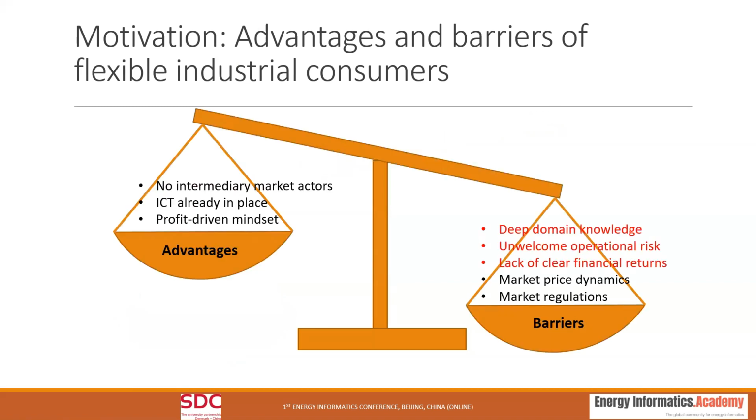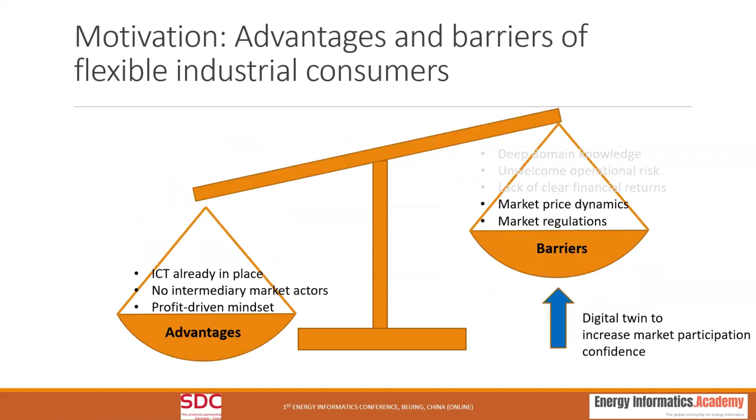Of course, these advantages at the moment are offset by a few barriers. I've underlined in red the ones that depend on the industrial consumer itself. So there's deep domain knowledge required usually, and that's something that's been clearly shown in Daniel's presentation, with interaction between processes, which needs a high level of simulation. Which means that there's a certain uncertainty in terms of the impact of demand response. There's an unwelcome operational risk in that case. And this risk is not necessarily offset by the financial returns of participating in the market. So that in general makes industrial consumers reluctant to participate. And then of course there's external factors such as price dynamics and market regulations, which can be barriers, but the industrial consumers can't do much about that.